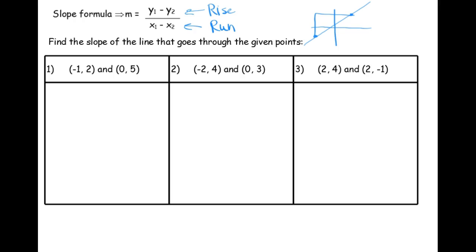So we're going to practice this here. Number 1 says negative 1, 2, and 0, 5.